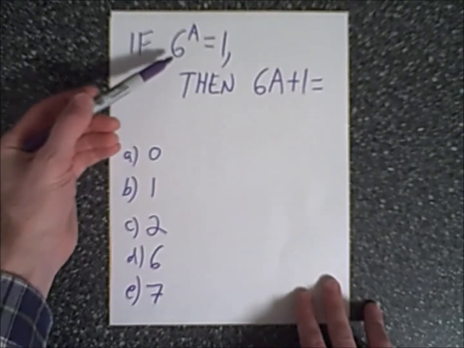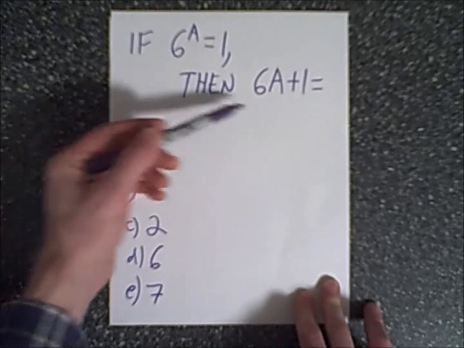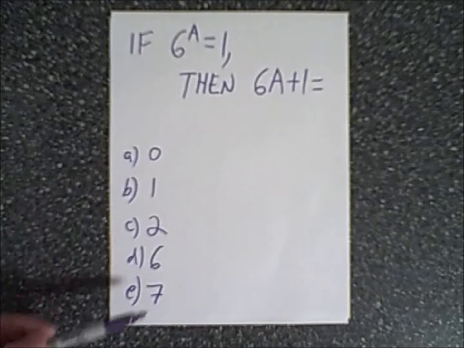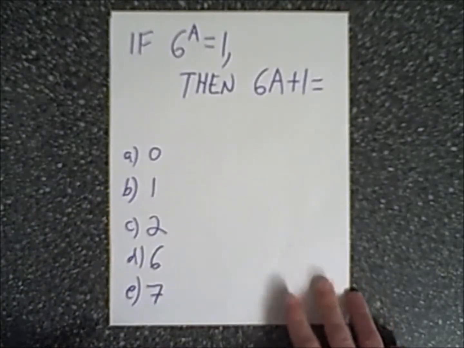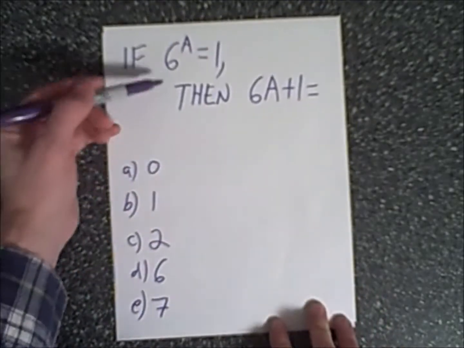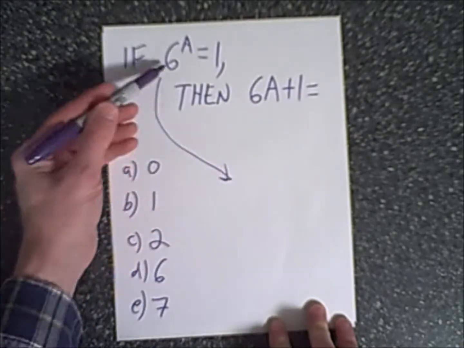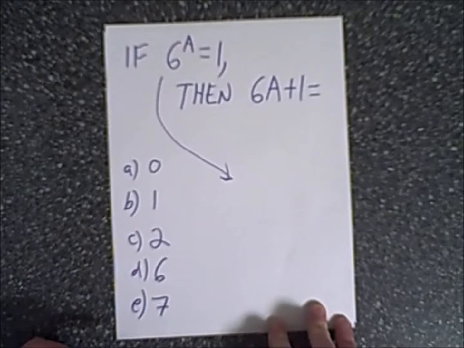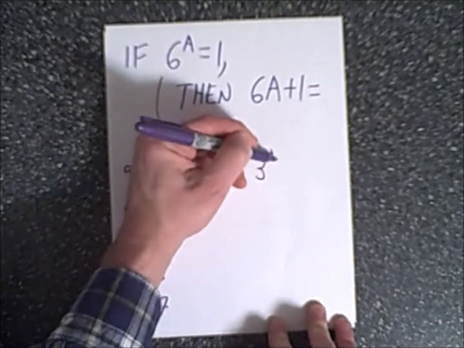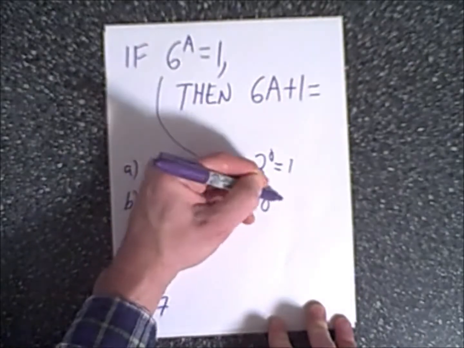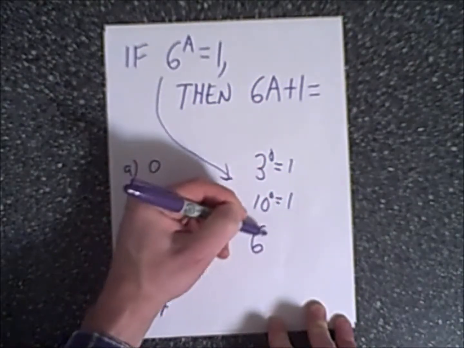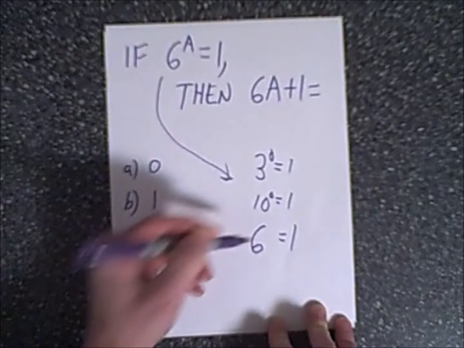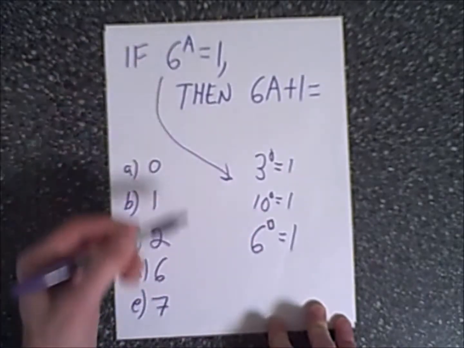If 6 to the a equals 1, then 6a plus 1 equals one of these 5 choices. And really, it just comes down to one question. What is 6 to the a equals 1? And if you recall, any exponent that's 0 is equal to 1. For example, 3 to the 0 equals 1, 10 to the 0 equals 1. Therefore, if 6 to the something equals 1, it has to be a 0.